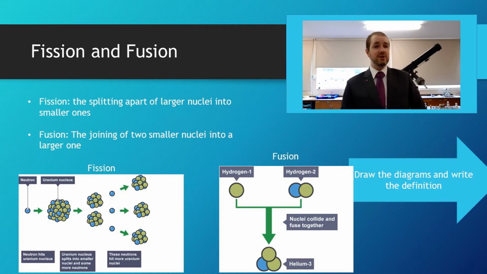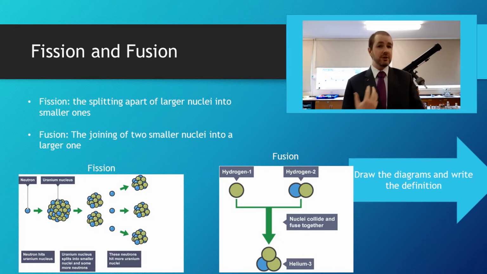Typically you find fission in nuclear reactors, that's where we have it, and typically you find fusion in space, in stars. We do have fusion reactors here on Earth, but they are not very functional right now, in that they require more energy to run than you actually get out of them.